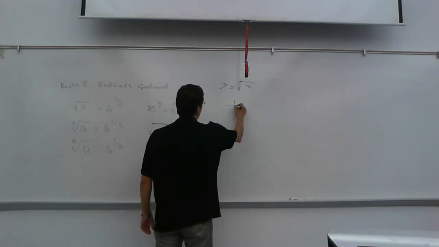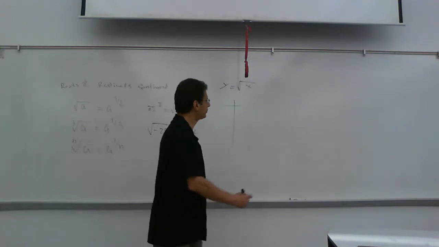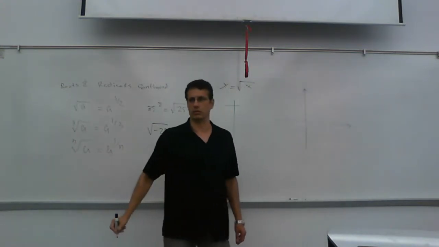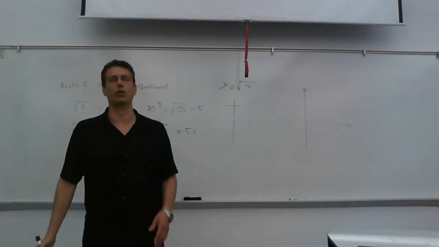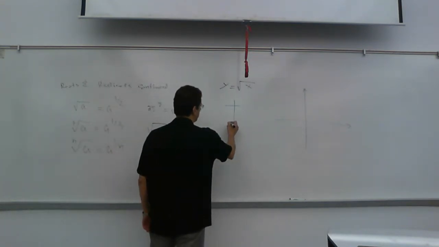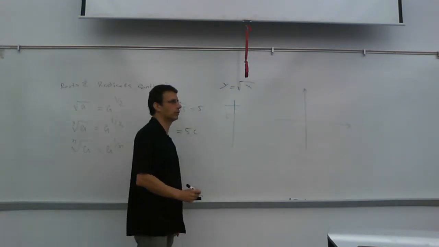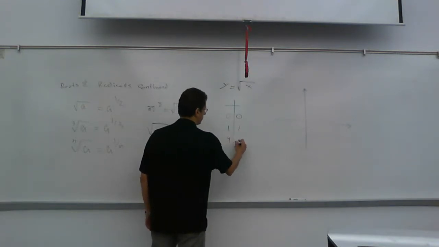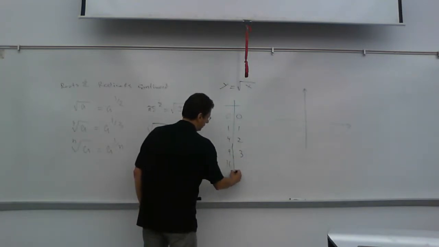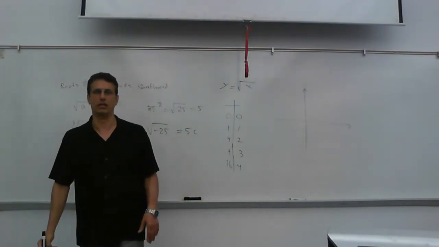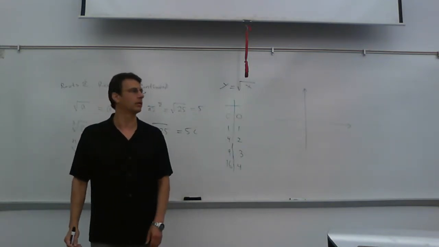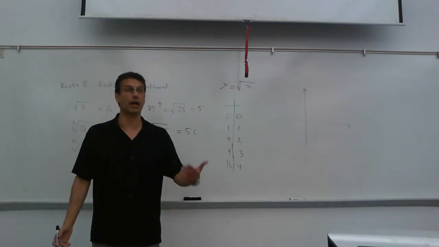So how would I graph this? If I don't know anything about this function, all I have to do is just pick up points. And always go with easy points that you don't need a calculator for. For example, if x is 0, what is y? Okay, if it's 1, if it's 4, if it's 9, if it's 16, and I can continue with easy numbers, right? Perfect squares. Now, can I pick, I don't know, negative 1? No, it is not a real number, and we don't graph that.